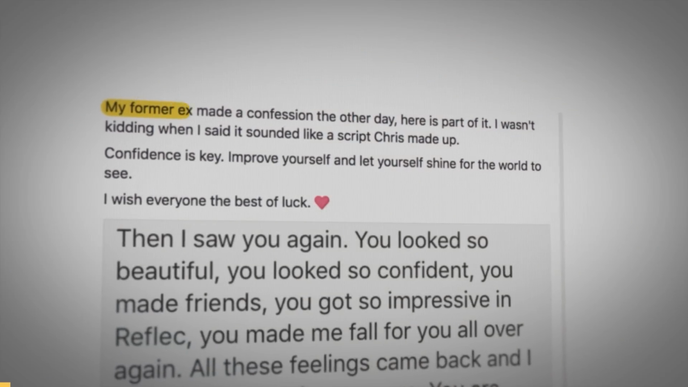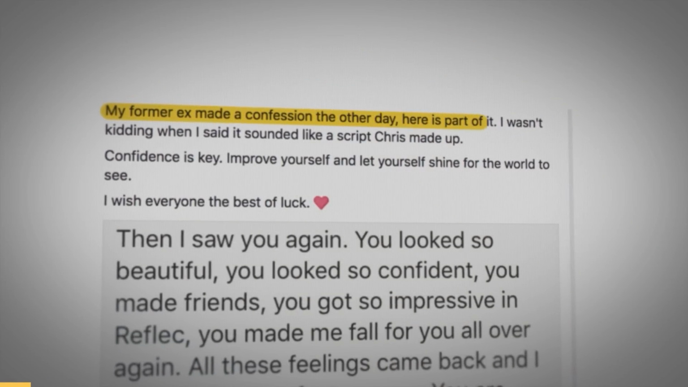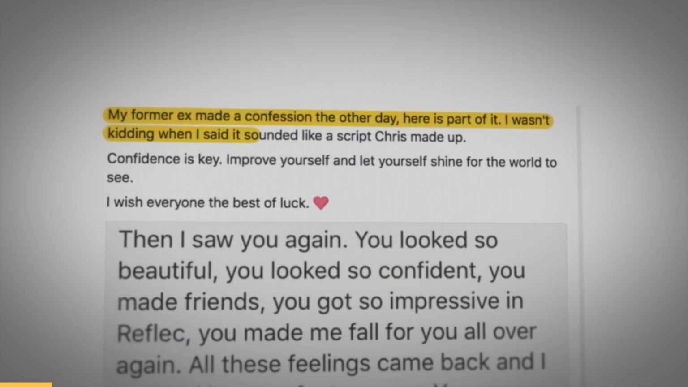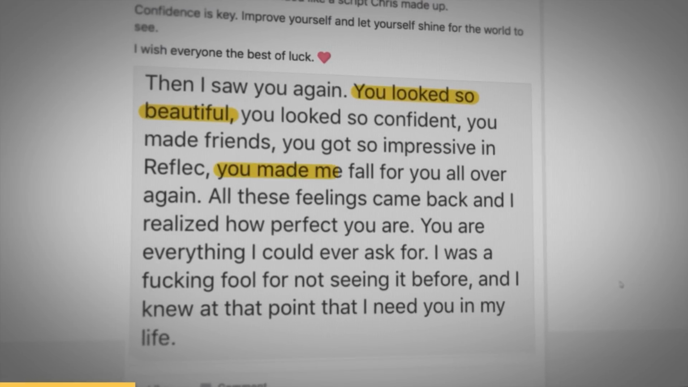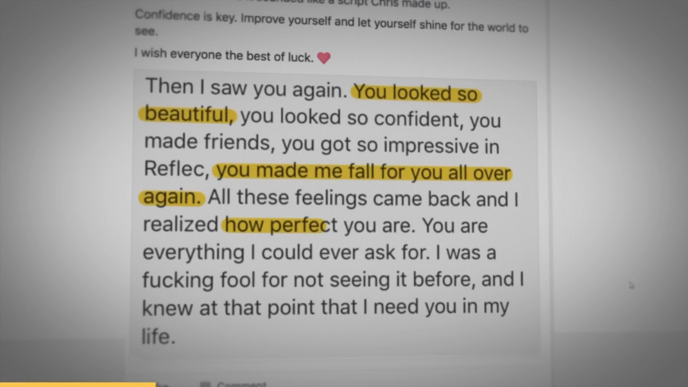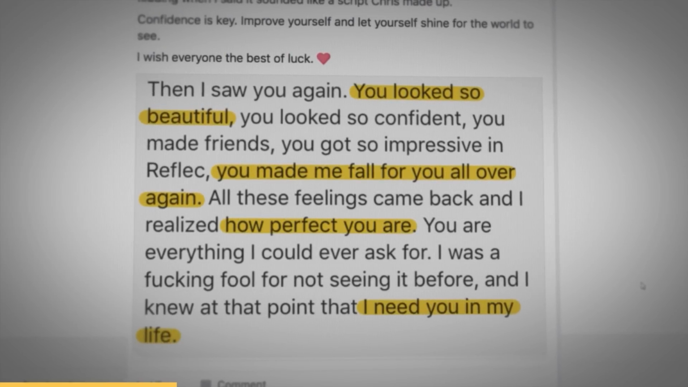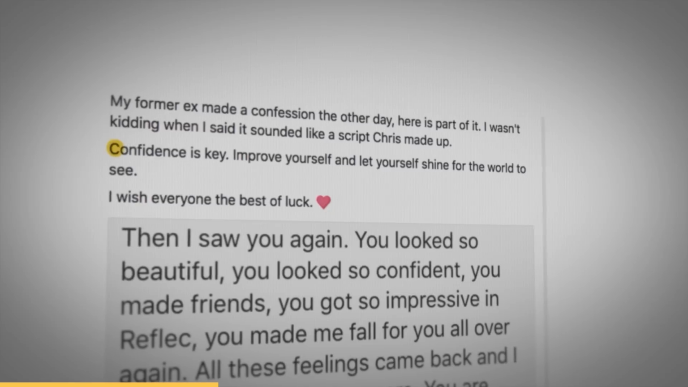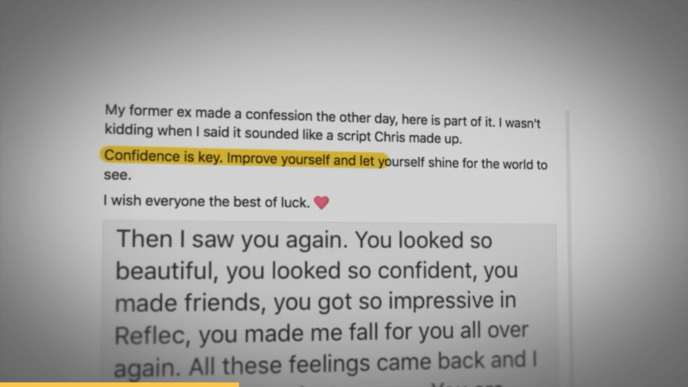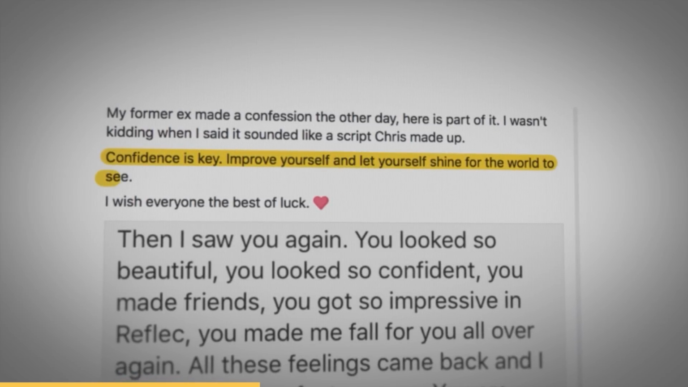My former ex made a confession the other day. Here is a part of it. I wasn't kidding when I said it sounded like a script Chris made up. The confession from the ex had everything you could possibly want in it. You look so beautiful, made me fall for you all over again. You're perfect, I need you in my life. But I think it's what the client said last that hit home for me. Confidence is key. Improve yourself and let yourself shine for the world to see.